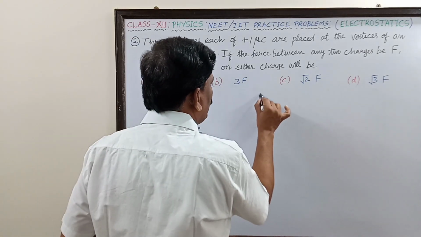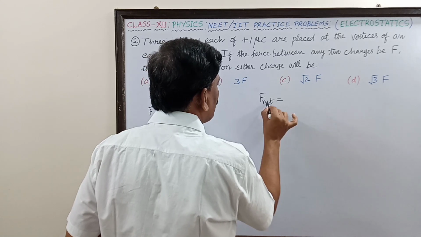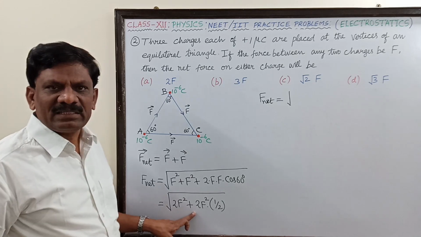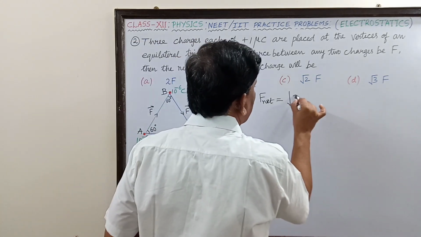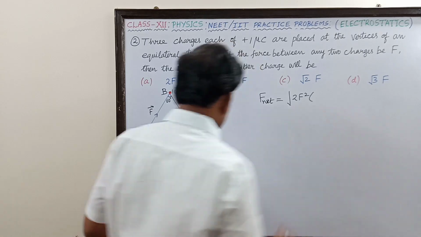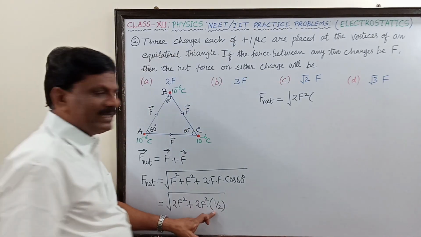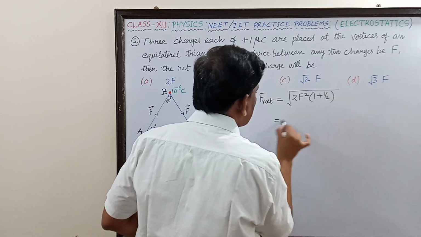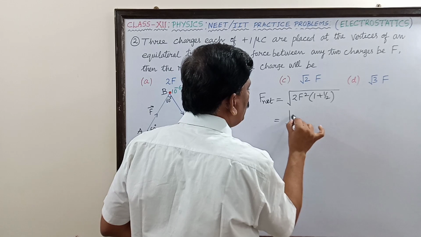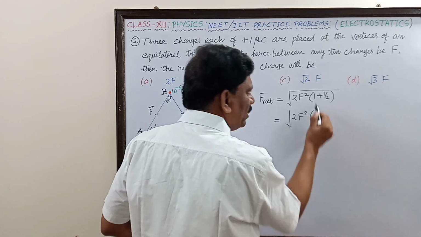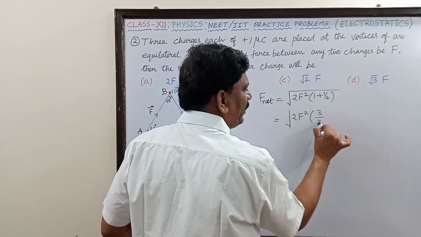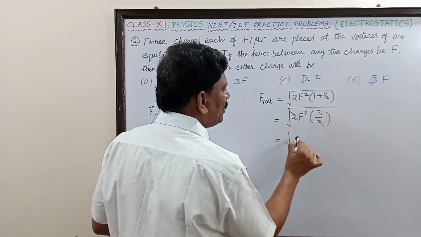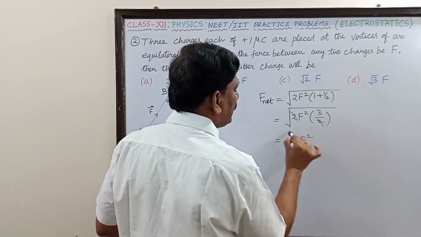So the magnitude of the net force must be equal to square root of 2F square, which is a common factor. So I will take 2F square into 1 plus 1 by 2. So this is equal to square root of 2F square into 1 plus half, which is 1 and a half, that is 3 by 2. So this 2 and 2 get cancelled. So this is equal to square root of 3F square.